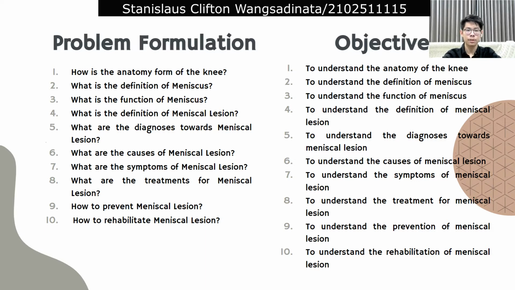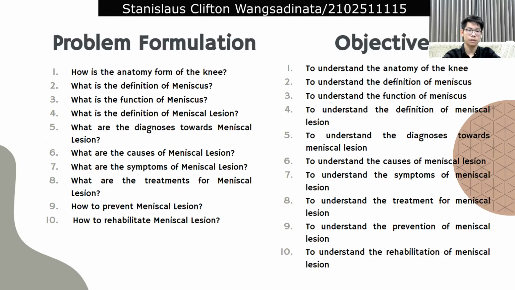So in order to answer those problem formulations that we have created before, we have certain objectives that we need to complete. The first one, to answer how is the anatomy form of the knee, we need to understand the anatomy of the knee. The next one, to understand the definition of meniscus. Next one, to understand the function of meniscus.